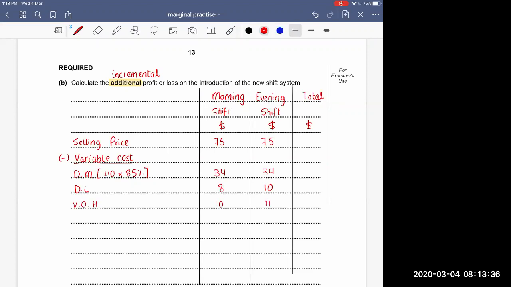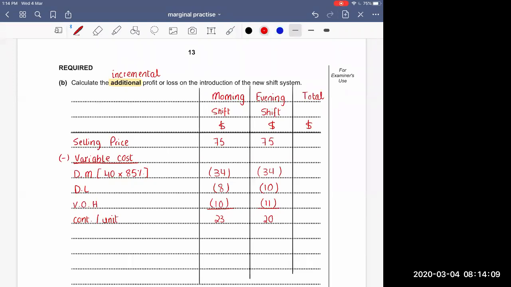So, we have the selling price and all variable costs deducted. If you put brackets on the variable cost, we can calculate the individual contributions of the morning and evening shift. Morning's contribution per unit is what? It's 23. And in the evening, the contribution per unit is 20. These are contribution per unit. We are producing at two different output levels, and both units will sell at the same selling price, but they contribute differently.